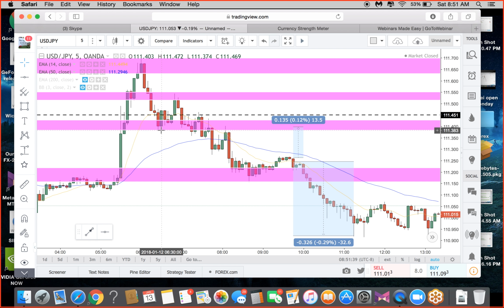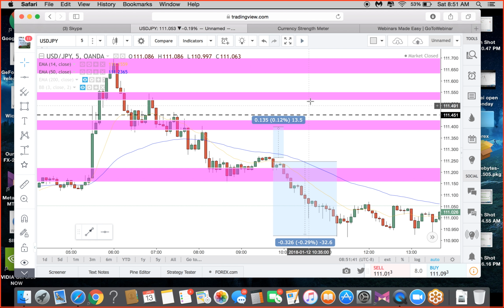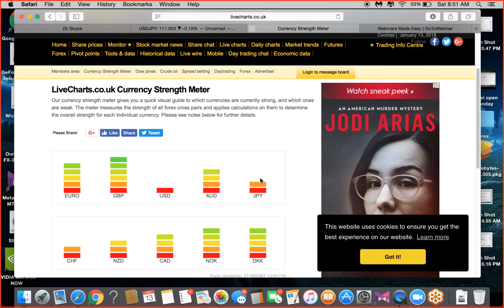So in this case, on the currency meter, JPY was stronger and the US dollar was weak. The Japanese yen wasn't extremely strong, but it was up here. But the US dollar was just extremely weak after news. So things to pay attention to are just understanding that while the US dollar is still really weak, the Japanese yen had some strength. So just follow the momentum in the way of those pairs.